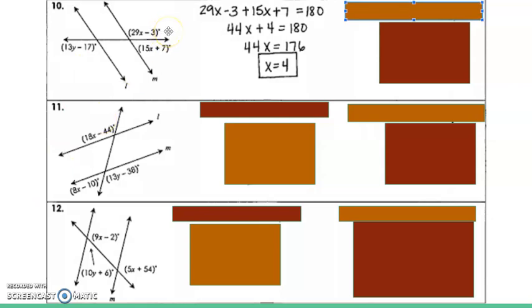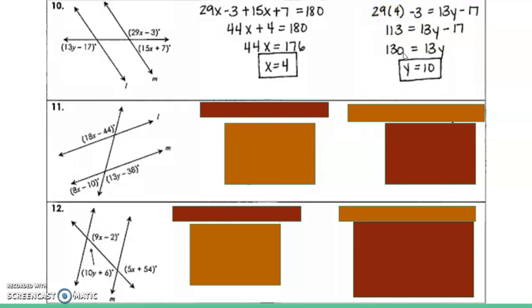The expression 29x minus 3 and 13y minus 17 are alternate exterior angles. Alternate exterior angles are congruent. So we're going to set those things equal to each other, and I'm going to replace my x with 4. Once we simplify and we solve, we find that y equals 10.